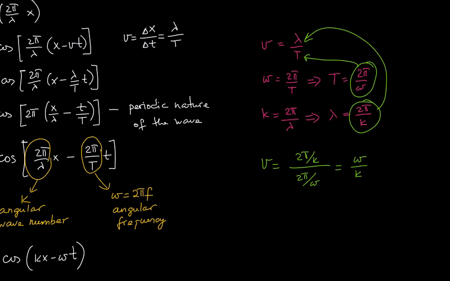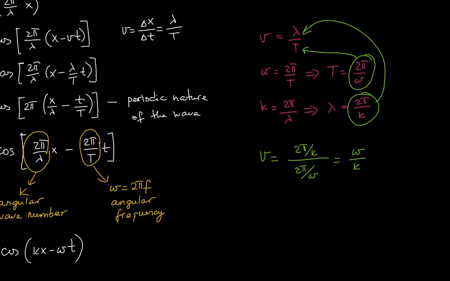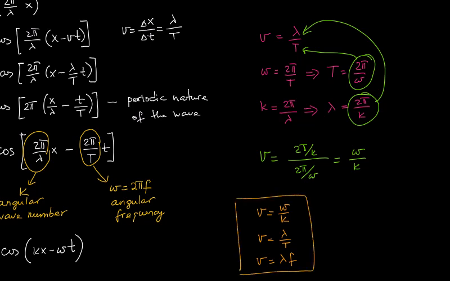It's a useful equation that you want to have in hand. So if I summarize everything together, I could write v equals omega over k, v equals lambda over period, and v equals lambda times frequency. This is something that you want to write down somewhere and use.